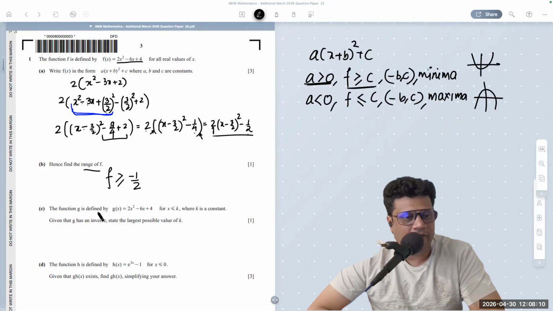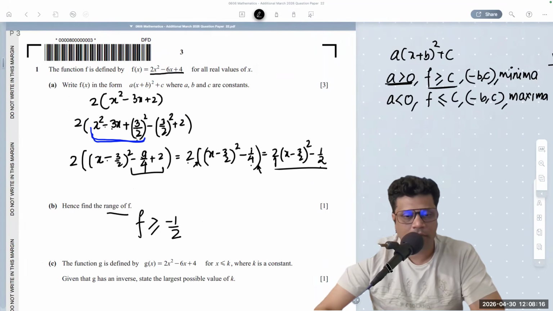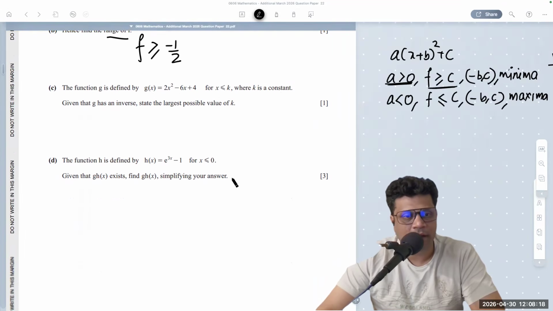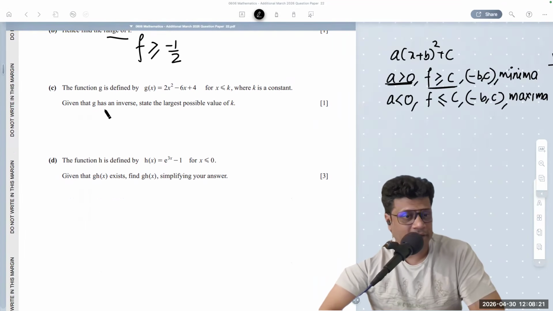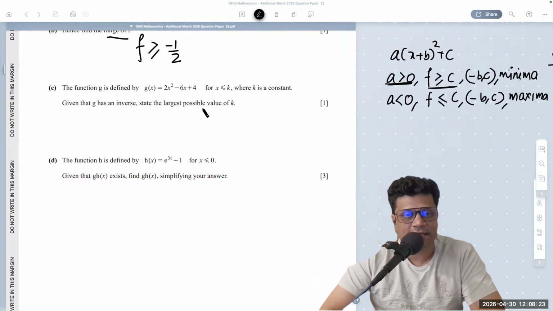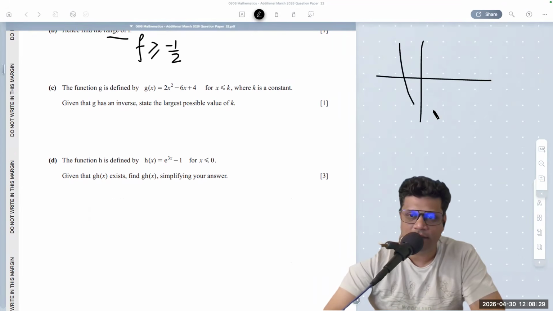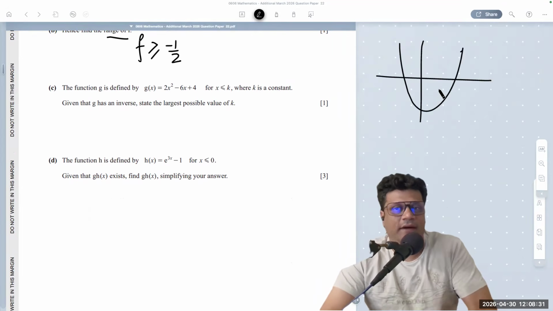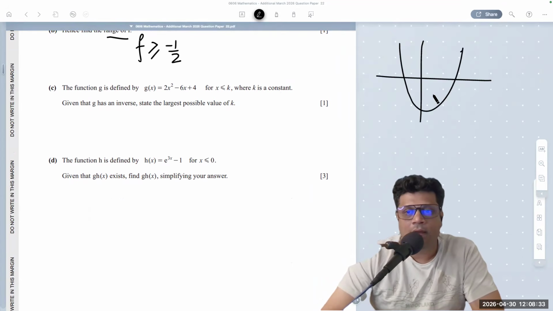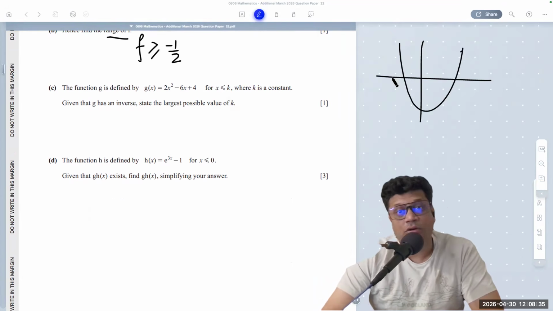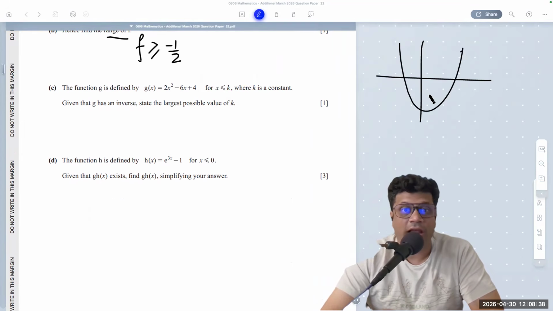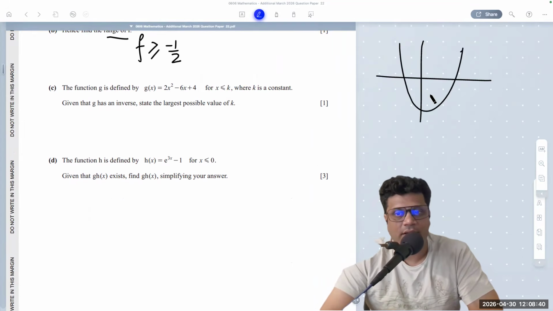Now here, a function g is defined by that for x lesser than equal to k. Zoom in a little bit. Given that g has an inverse, state the largest possible value of k. Okay. See, there's something I know about quadratics. There are naturally many-one functions. If you want to have an inverse of a quadratic, you're going to have to restrict the domain of it.